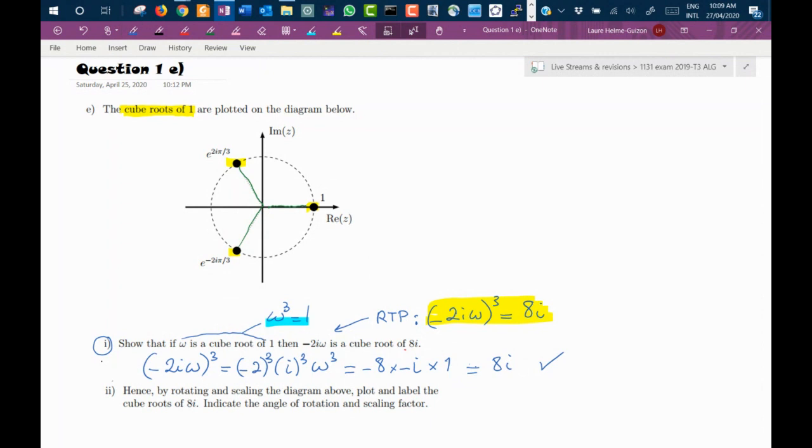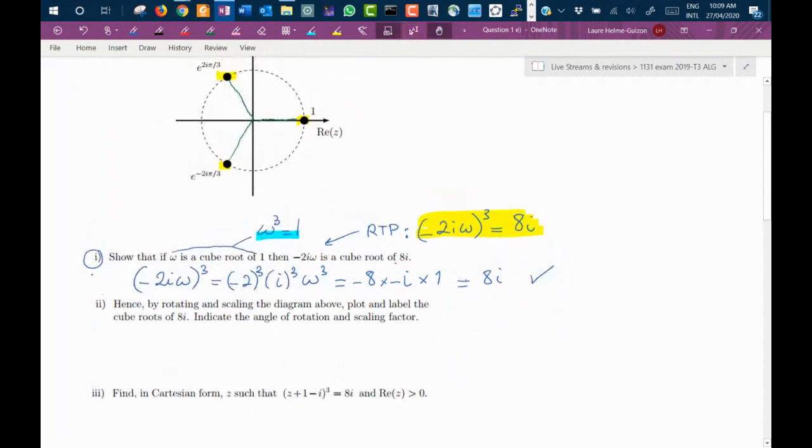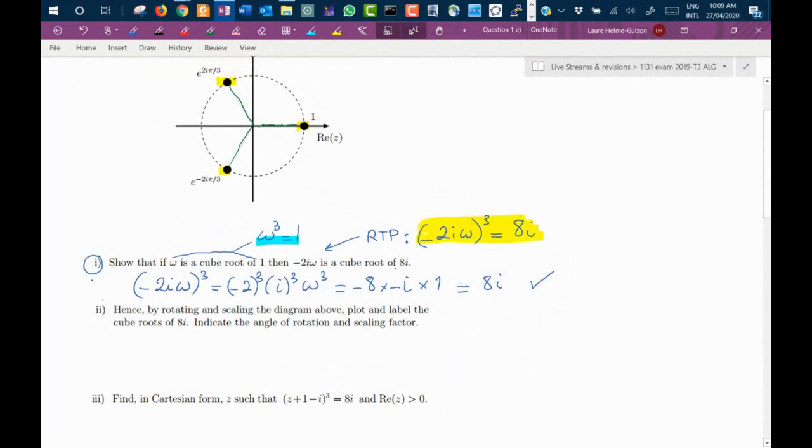You just need to see what the question wants you to do. Okay, now something new. So they're telling us we need to rotate and scale the diagram, so the goal is to plot and label the cube roots of 8i. So of course we could actually try to find them, but I don't think that's exactly the spirit of that question. Because what we did above was to say, if something is a cube root of 1, so these are drawn for you already, if you just multiply by minus 2 times i, you're going to get a cube root of 8i.